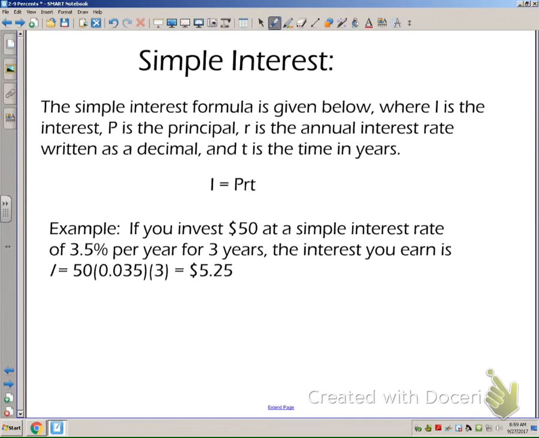So let's say that you invest $50 at a simple interest rate of 3.5% per year for 3 years. The interest you earn, interest is the I, is equal to the $50 that you invested times the percentage, which we converted to a decimal, 0.035, times the 3 years that you invested it. So in that 3 years, you earned a big whopping $5.25 in interest.